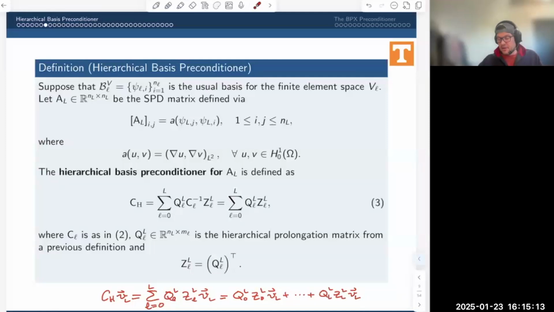The other reason why they turn out to be useful is that when I look at the condition number of the preconditioned system, CH times AL, I can prove that the condition number of this is significantly smaller than the condition number of the stiffness matrix alone.